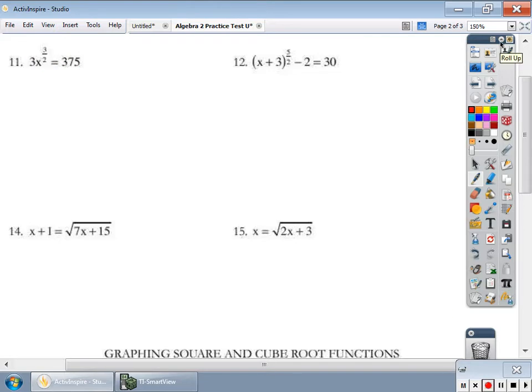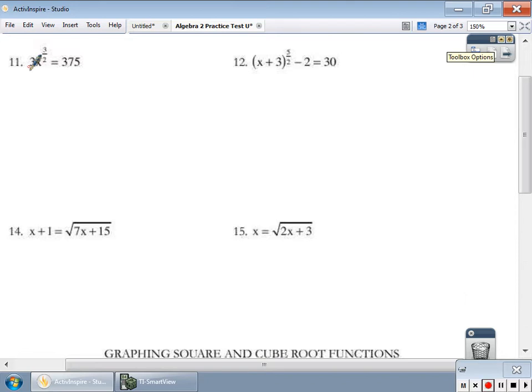What we need to do first, I see this 3 chilling out right here. We need to divide each side by 3. And so, dividing this side by 3, we're going to get x raised to the 3/2 power is 375 divided by 3 is 125. Now we're ready to say, all right, raised to the reciprocal power, 2/3. Then x is 125 to the 2/3.